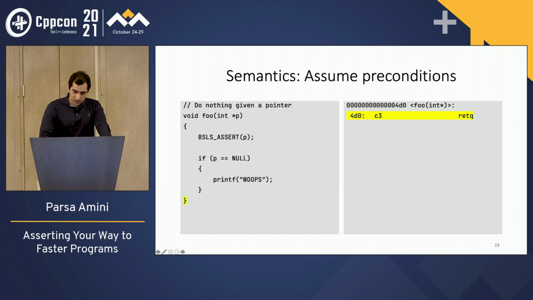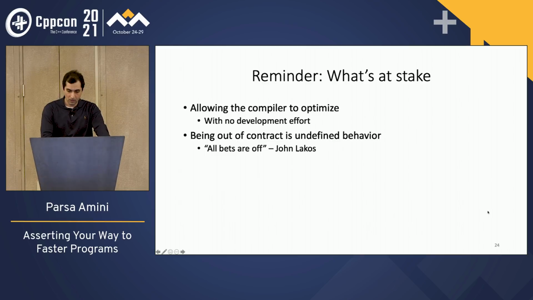With assume semantic, let's say we know that the program that runs this code never calls this function when it's out of contract. If the compiler knows that it can assume that P is never a null pointer, then it would not bother generating any code that checks if the pointer is null anymore. The only thing that will be left of this function is just the return statement. It won't do anything anymore, and that's exactly correct. This function was supposed to do nothing if it was given correct input.